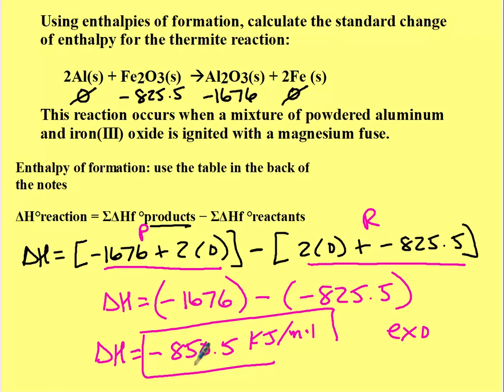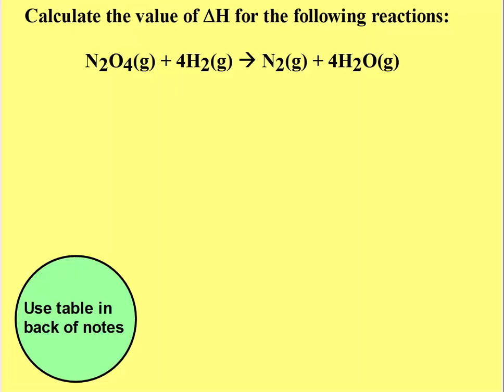Once I get this delta H, what we were previously seeing up here, I could convert my grams of aluminum to energy, or grams of iron 3 oxide to energy. So for this one, go ahead and pause the video, find the values for each of those from the back of your notes. Restart when you have all the values.